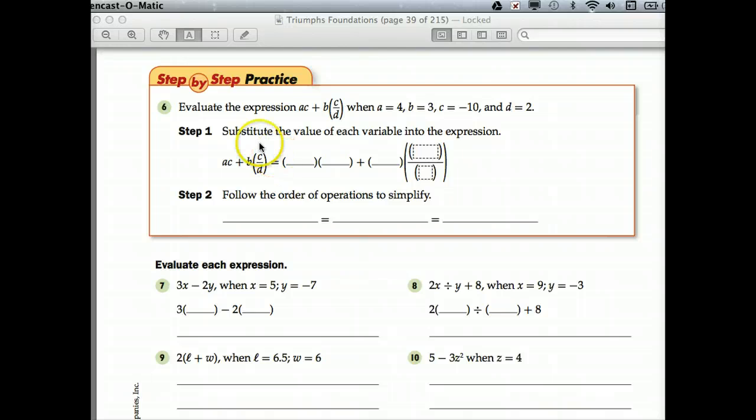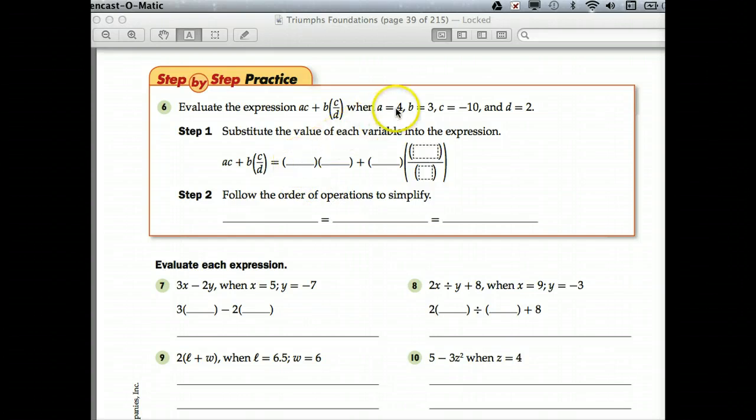We are asked to evaluate the expression AC. So what operation is being performed here? That's A times C plus B times C divided by D. And they want us to evaluate it when A is equal to 4, B is equal to 3, C is equal to negative 10, and D is equal to 2. So we have gotten this written down, and we've put empty parentheses in every place we need it. So all we have to do is go in and fill in our blanks.